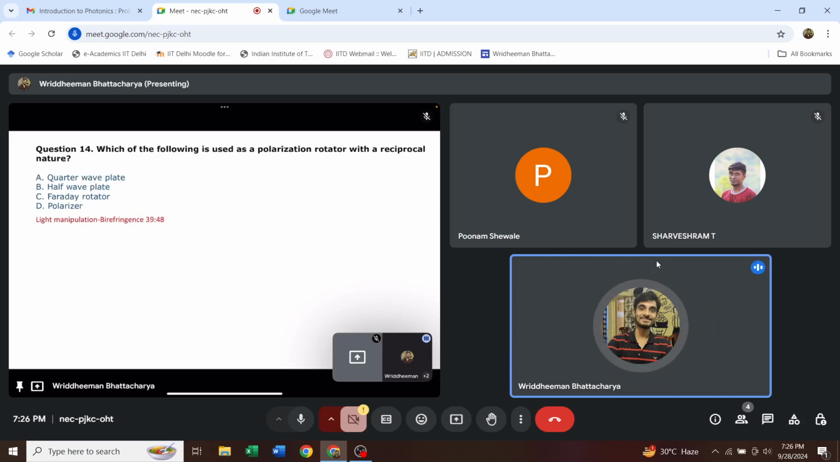So for the next question, which of the following is used as a polarization rotator with a reciprocal nature? With the given xy components, the x component mainly remains the same, but the y gets flipped, right? So this means the output will have a pi phase difference. A pi phase difference is mainly given by a half wave plate, which can be used as a polarization rotator, right? So with this, 14B will be the correct one here.